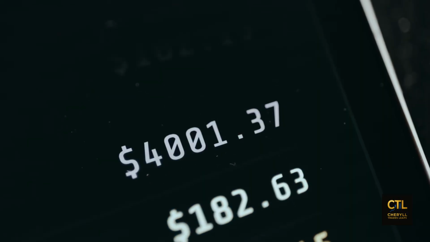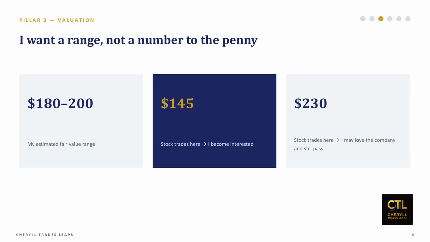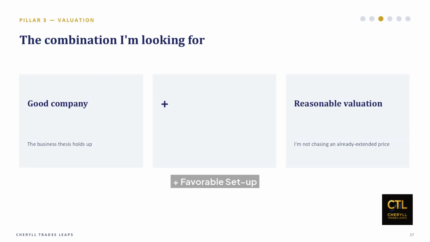Before buying LEAPS, I want to know roughly what I believe the underlying stock is worth. I don't need a valuation down to the penny. I'm looking for a range. Maybe my estimated fair value is $180 to $200. If the stock is trading at $145, I become interested. If it's already trading at $230, I may love the company and still refuse to chase it. For LEAPS, I want the combination. Good company, plus reasonable valuation, plus favorable setup.